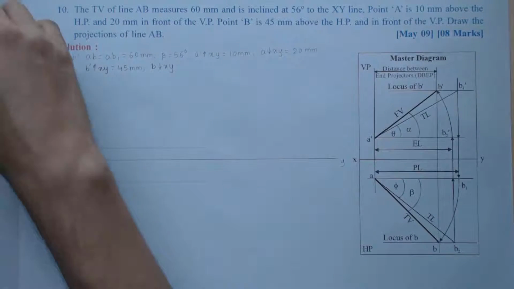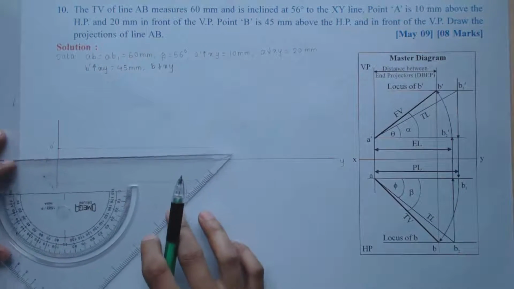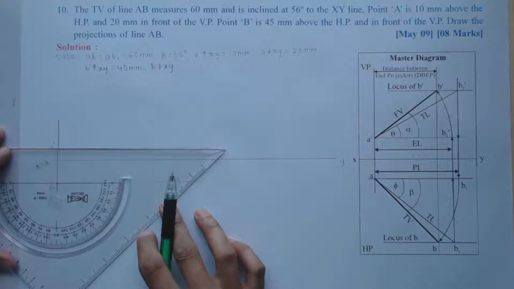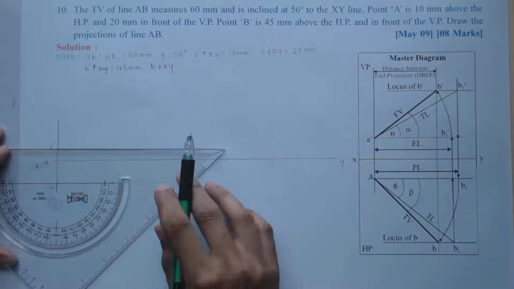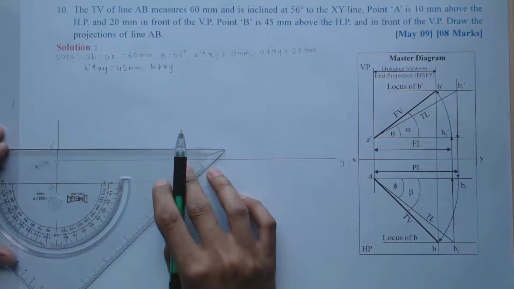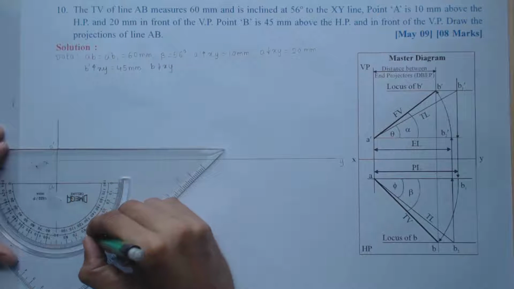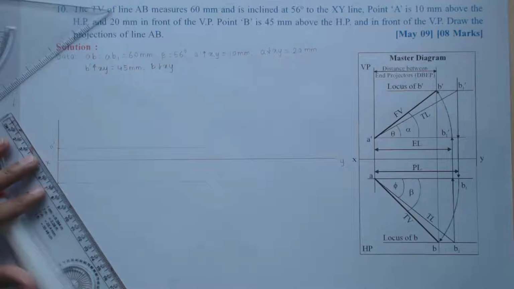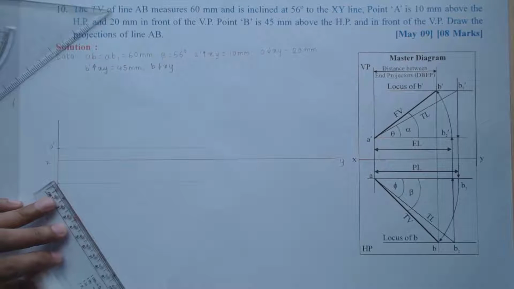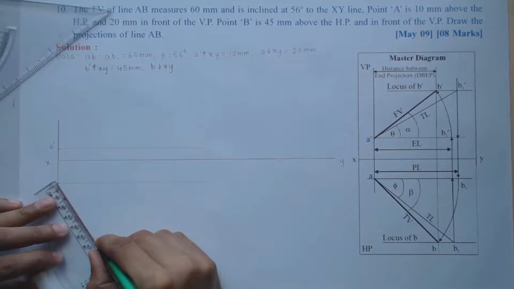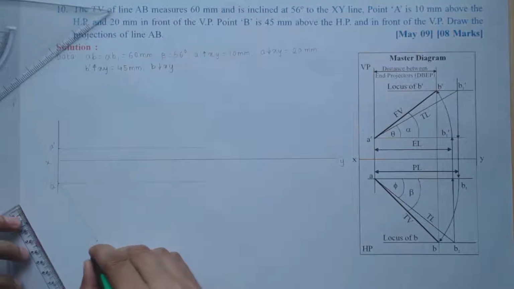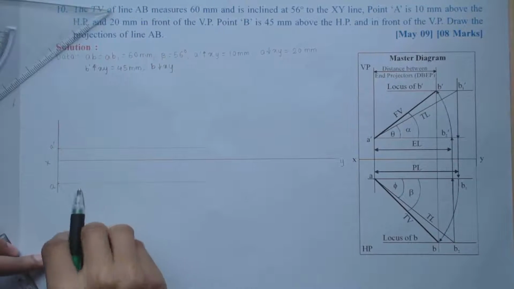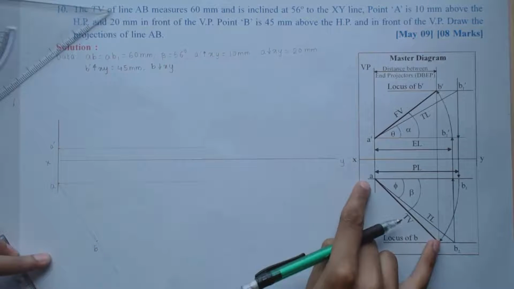So we need to measure the angle 56 degrees in the downward direction, and we need to mark the length of the top view, which is 60 mm. Be careful while measuring the angle. 56, so 50, 55, 56. So on this inclination of 56 degrees, we are going to mark a length of 60 mm, which will give me the top view of line AB. So this will give me the end point B. So we have marked the top view AB.